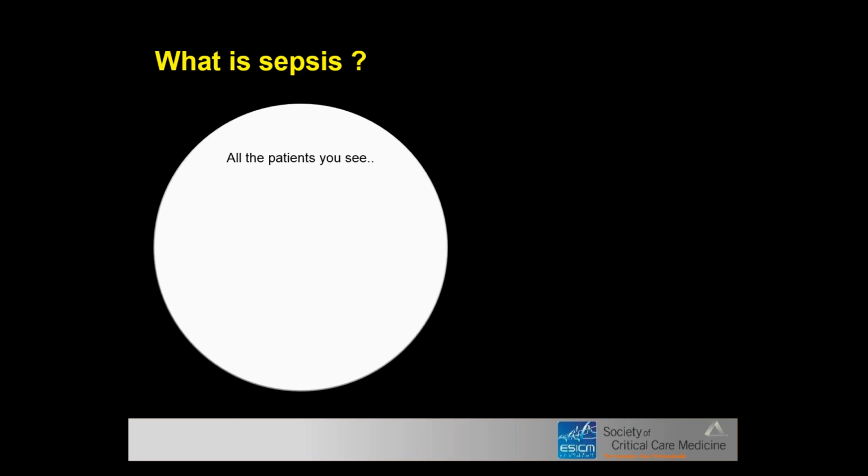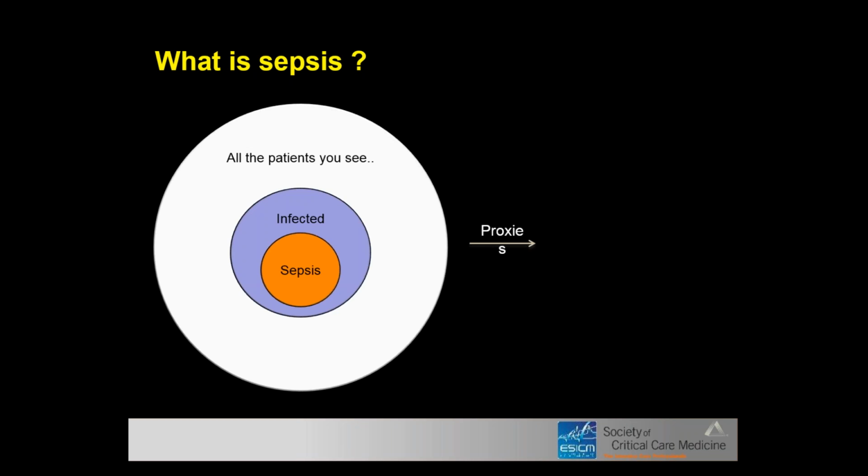In diagrammatic form, if this circle represents all the patients that we see, somewhere within this circle is a subset, a smaller circle of patients with infection, and within that group is a subset who have sepsis, that is, who indeed have dysregulated host response that's life-threatening and organ dysfunction.